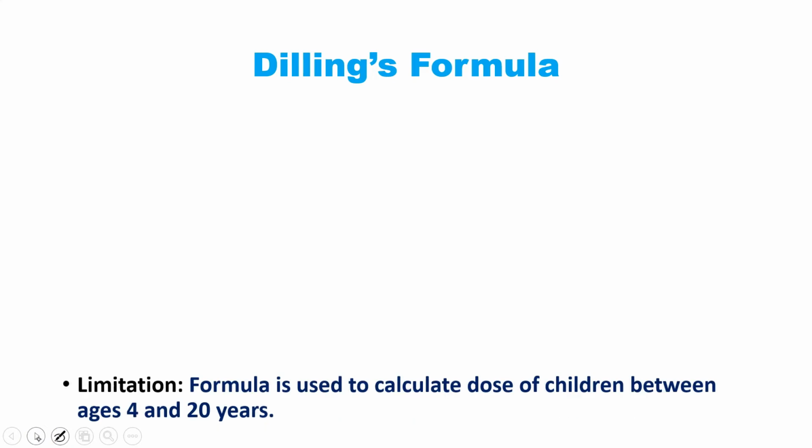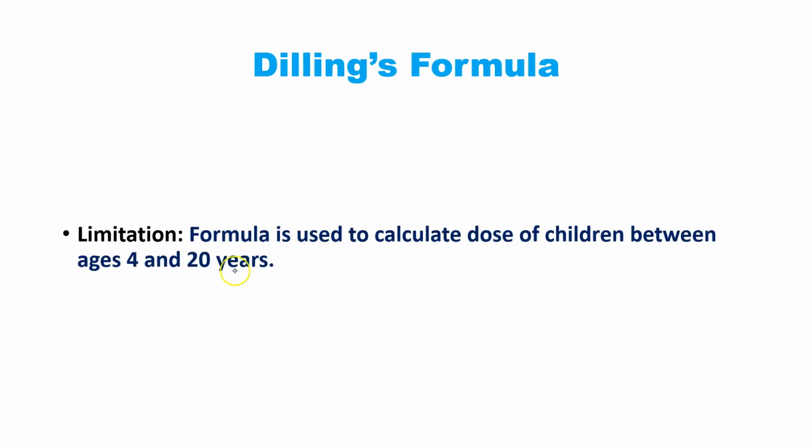Another example, Dilling's formula. The limitation with Dilling's formula is that it is used to calculate the dose of children between the ages of 4 and 20 years. It cannot be utilized below 4 or above 20. Now I will write the formula for Dilling's formula.